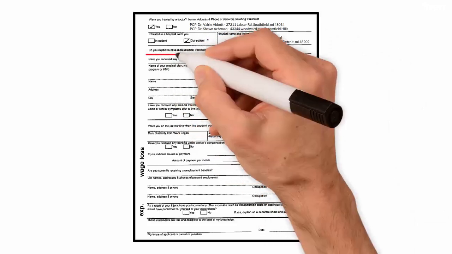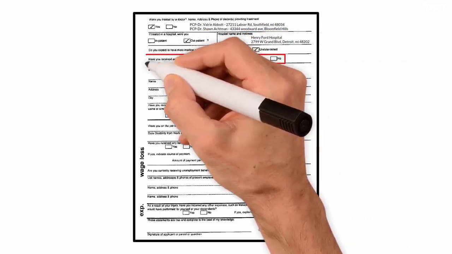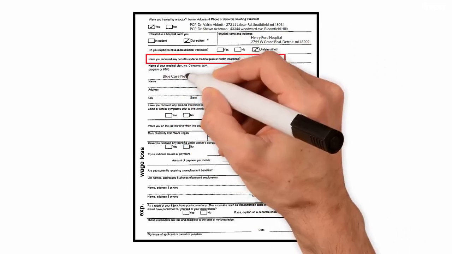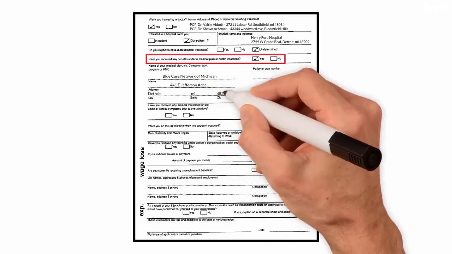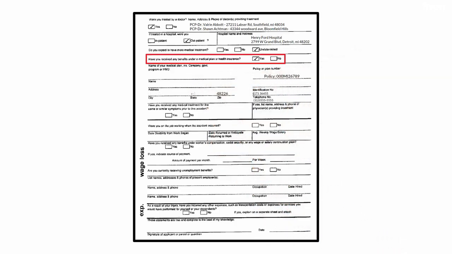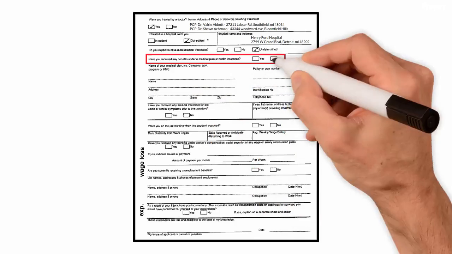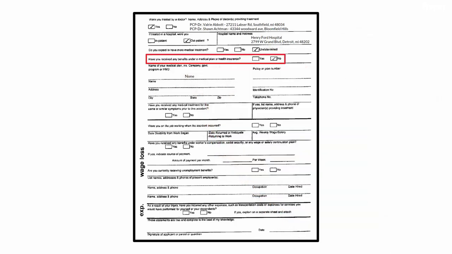You also must fill out the section asking for your health insurance information. This includes private insurance, group insurance, HMOs, and government insurance like Medicare and Medicaid. If you do not have health insurance of any type, write none above name.